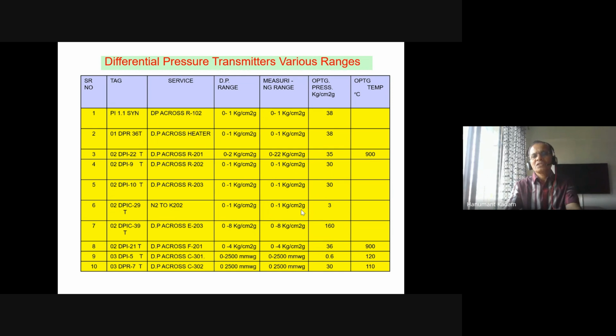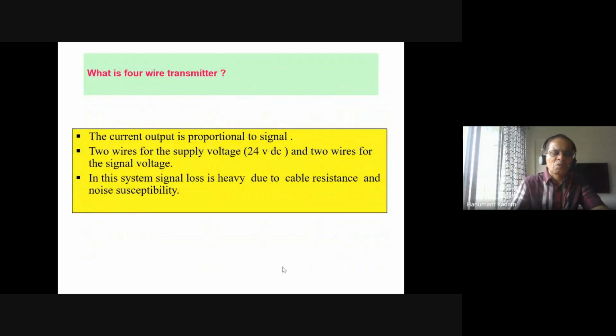Now I'm going first with the transmitter evolution. Earlier we had four wire transmitters. There, two wires were for power and two wires for signal. So four wires were required: two wires for the supply voltage and two wires for the signal voltage. But in this system, signal loss is heavy due to the cable resistance and noise susceptibility. That was a disadvantage of the earlier four wire transmitter.